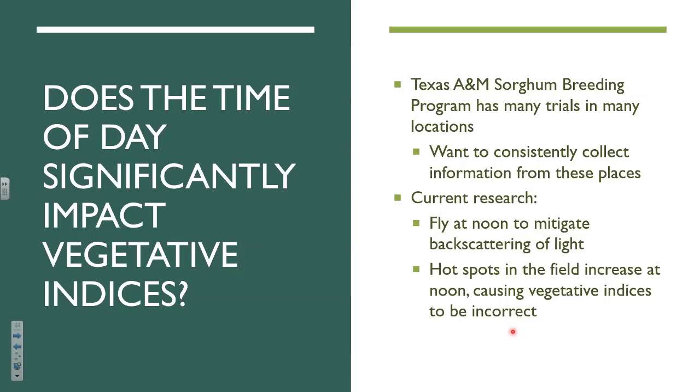And some of the research was saying that you should fly at noon to stop the backscattering of light, which might be affecting vegetative indices. But then other research was showing that hotspots will occur in the field. So these hotspots will actually throw off your vegetative indices at noon. So maybe you should look at another time when these spots aren't occurring.